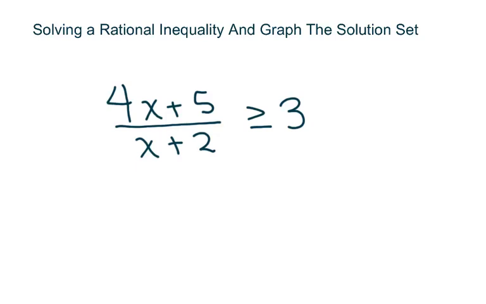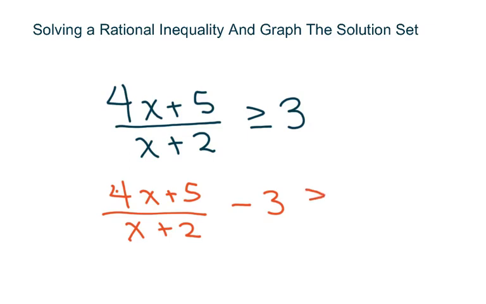Hi everyone, we're going to solve a rational inequality and graph the solution set, and this is the problem we're going to do. The first thing we're going to do is move the 3 over. So we're going to have (4x + 5)/(x + 2) - 3 is greater than or equal to 0. Now this is not strict.